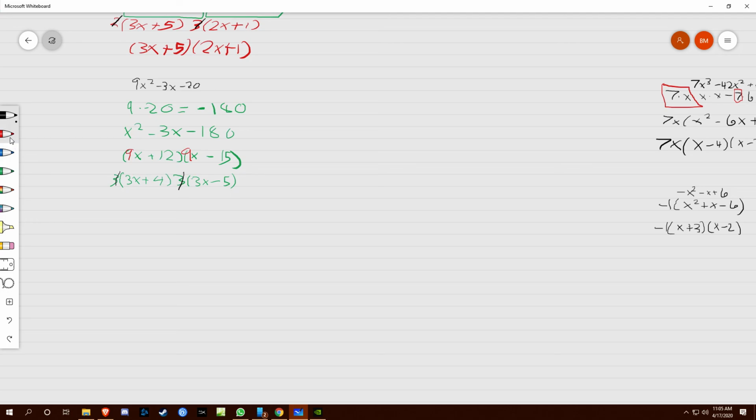Cross off my greatest common factors, and then I can just write my final answer: 3x plus 4, 3x minus 5. That's my final answer. Those are the steps.